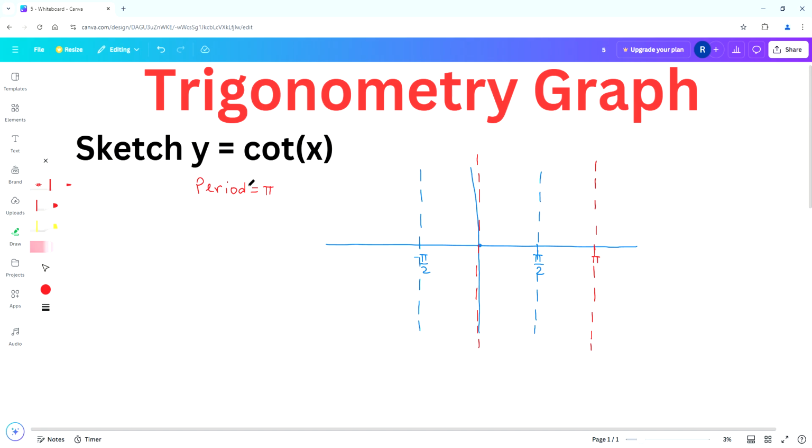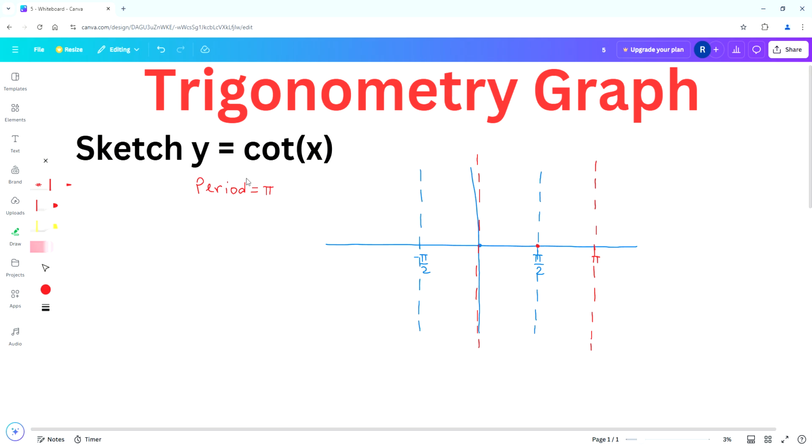Between these two vertical asymptotes for cotangent x, the x-intercept is at pi over 2, where the vertical asymptote for tan x is, because cotangent x is the reciprocal ratio for tan. So the x-intercept for cotangent is where the vertical asymptote for the tangent function is. There's a very important concept we need to understand and memorize for cotangent function graph.